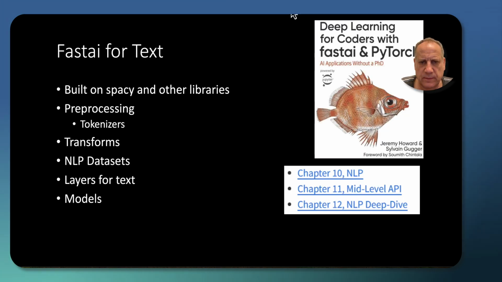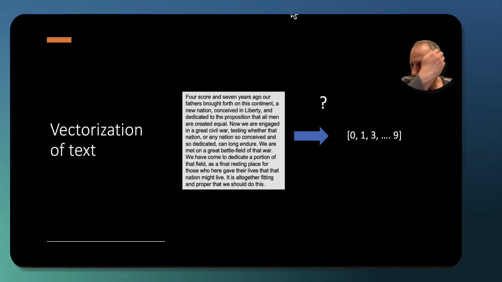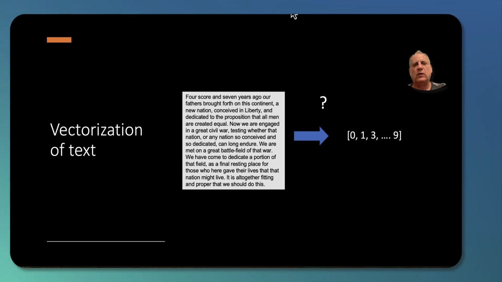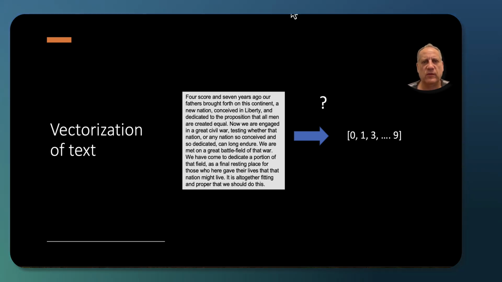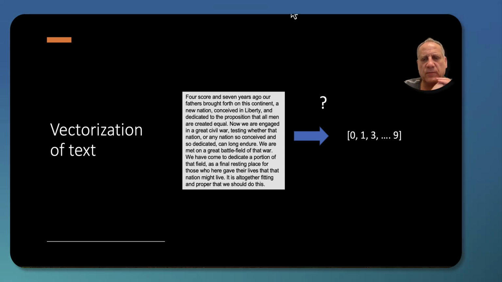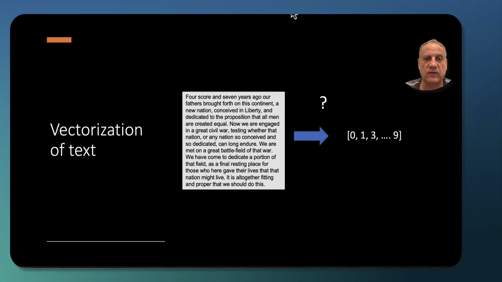Okay, so suppose we have a document: "Fourscore and seven years ago." This is the Gettysburg Address. We need to be able to create some kind of array of numbers, preferably of a fixed size, that we can now put into our machine learning model.